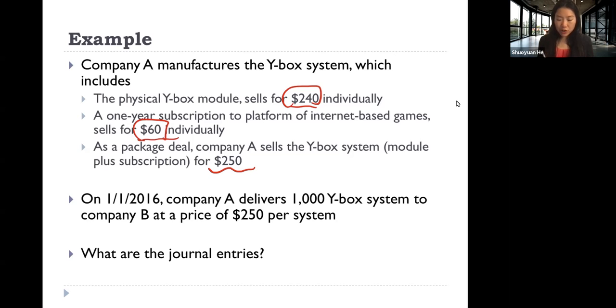On January 1st, 2016, company A delivers 1,000 white box systems to company B at a price of 250 per system. So what are the journal entries? Please take 10 minutes, try to write out your own journal entry, and you can pause your video for now.